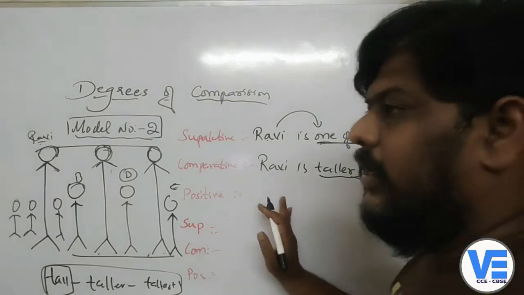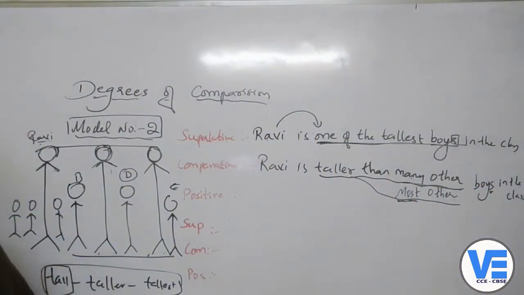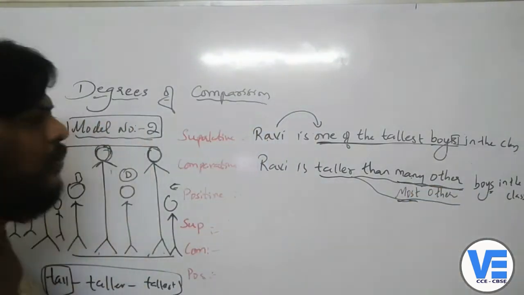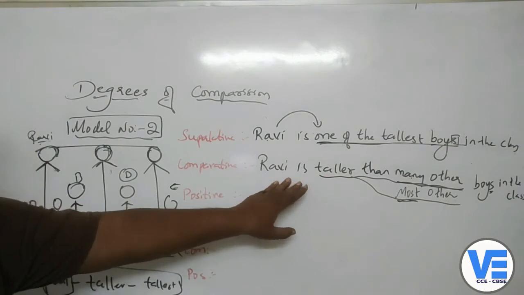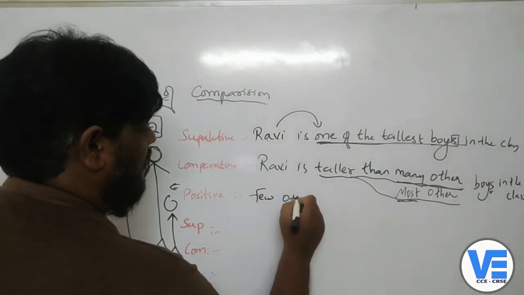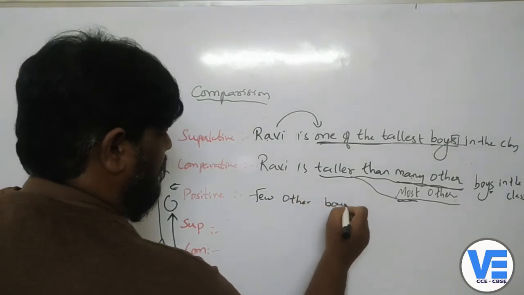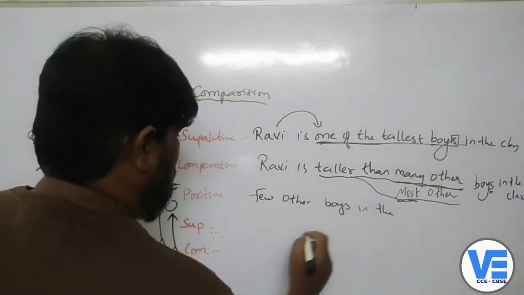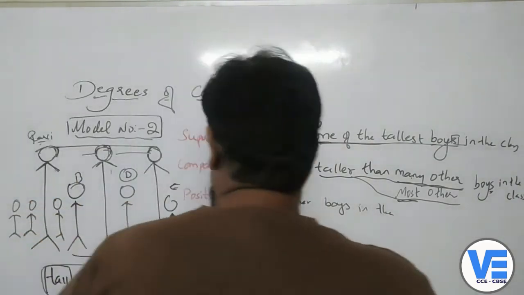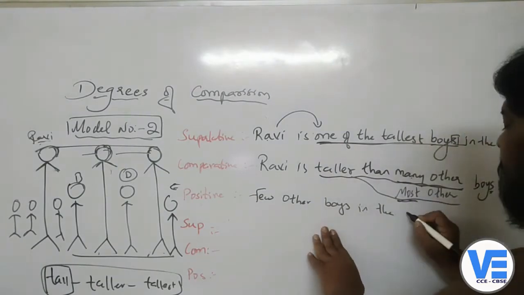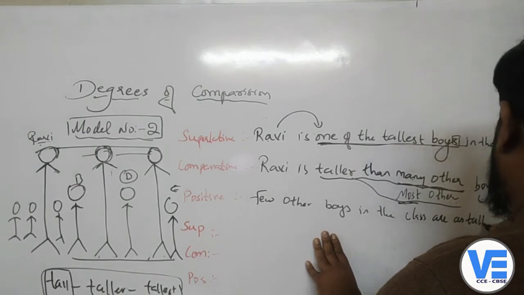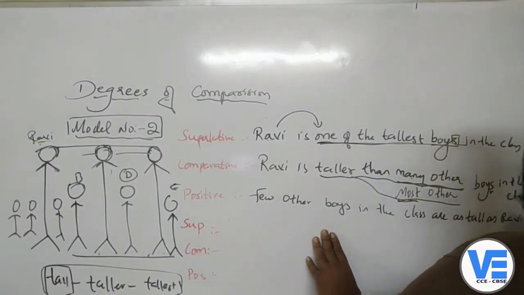Okay, so now coming to the positive, right? I have used here many other boys. That means only few other boys in the class, that means I'm talking about these two people also. How am I writing here? Few other boys in the class are as tall as Ravi.